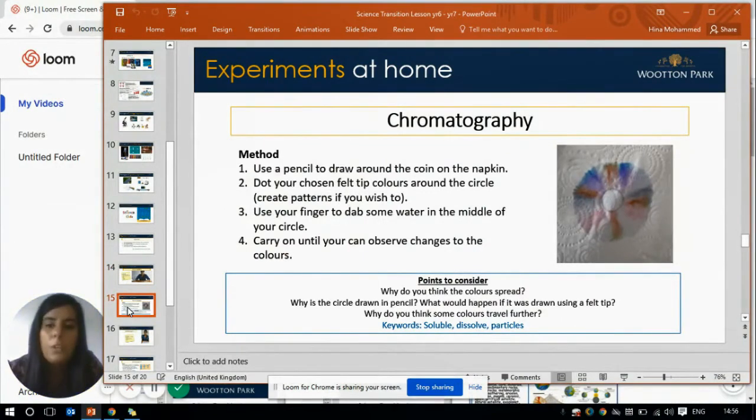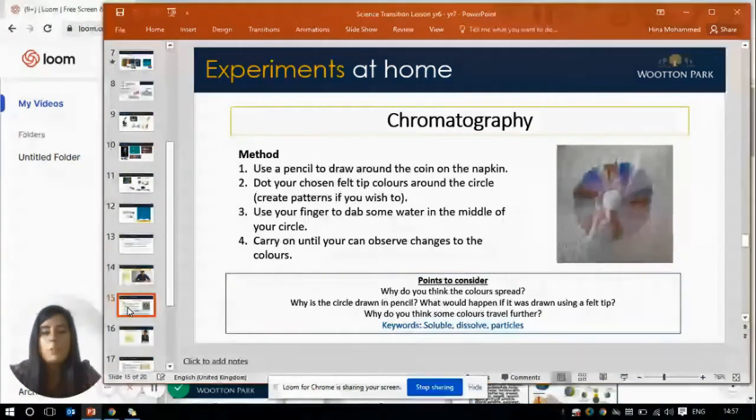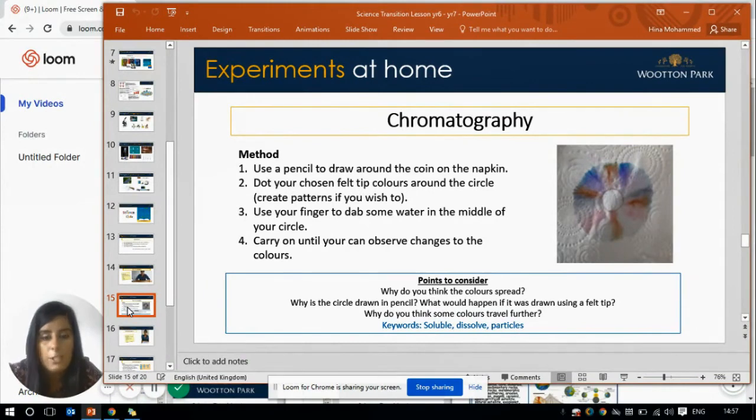So you've also got a written method available to you here for you to use. You might find that easier. Some points for you to consider, like I mentioned in that video, is why was the original circle drawn in pencil? What would happen if it was drawn using felt tips? And why do you think some colours travel further? I've given you some keywords to help you answer these questions. You can also use the internet to research further if you wish to.